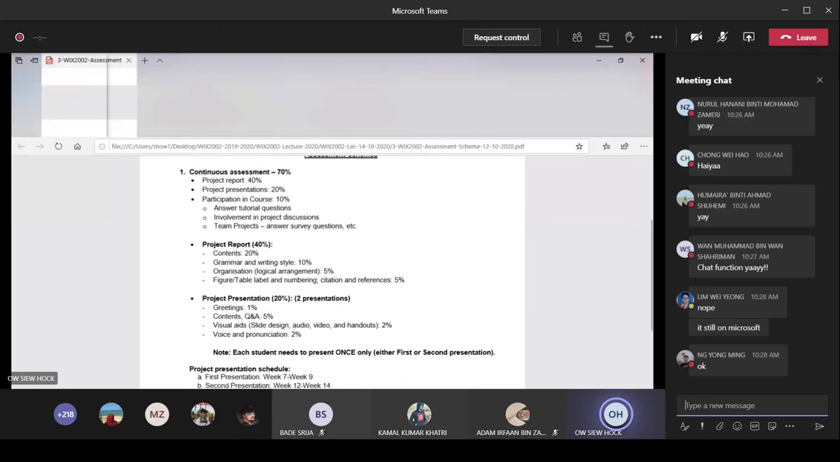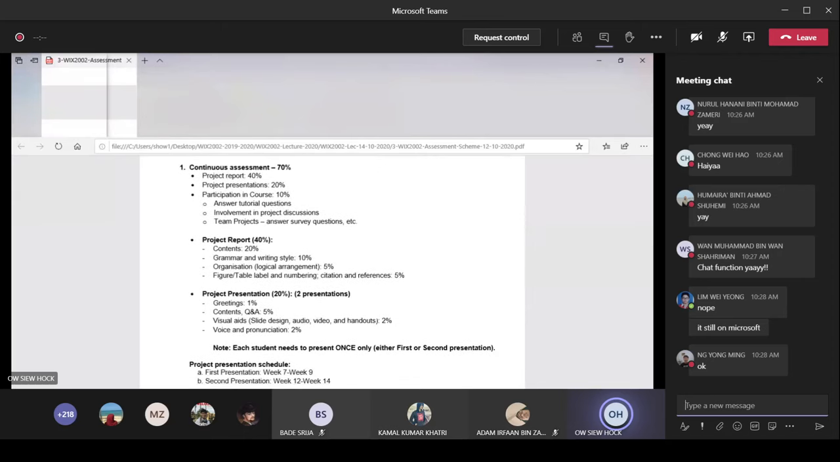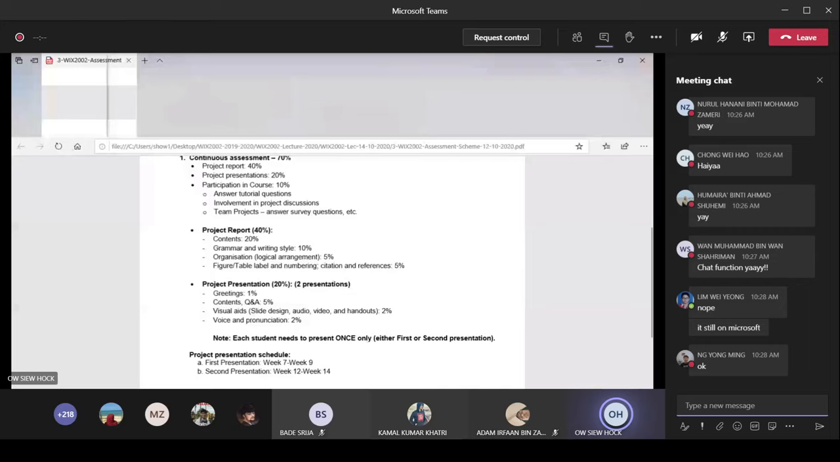For this 70% continuous assessment mark, each project team is going to be assigned one project. You need to carry out the project and produce a project report. This report is going to carry 40 marks. So very important. Okay, understand? Next, you have the project presentations. 20 marks. You can see each team has at least 10 to 12 members, a lot.